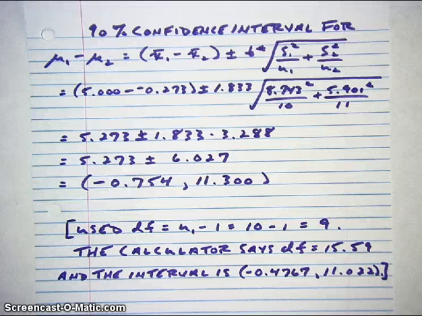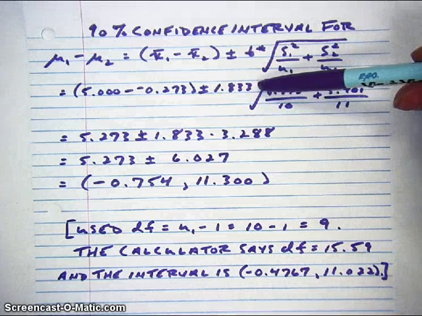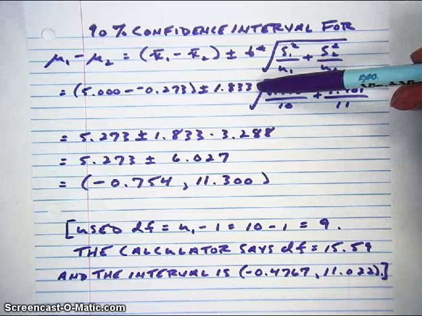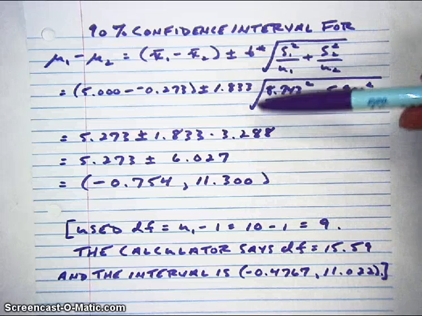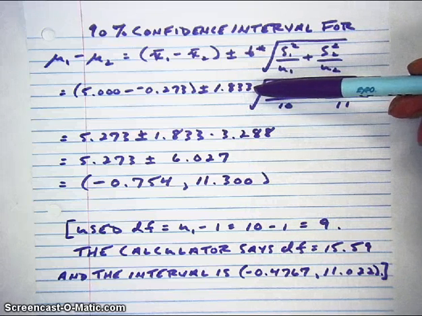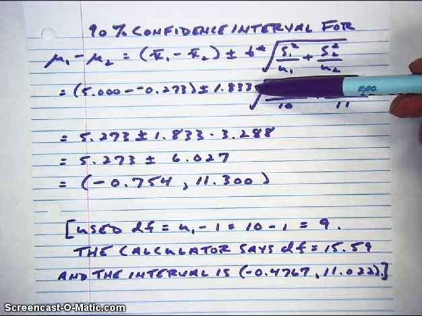In this case, n1 is smaller. It's 10. 10 minus 1 is 9. So we use 9 degrees of freedom, and that's where we got this 1.833 critical value from Table C, the t-distribution table. We started in the 90% confidence column. We went across the 9 degrees of freedom row, and this is the value where that column and that row intersect.